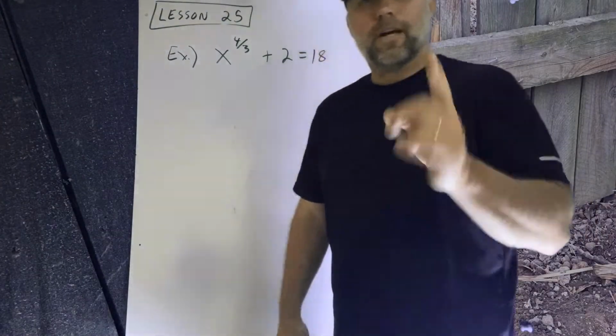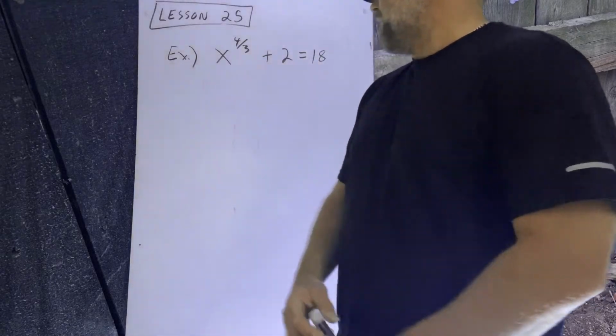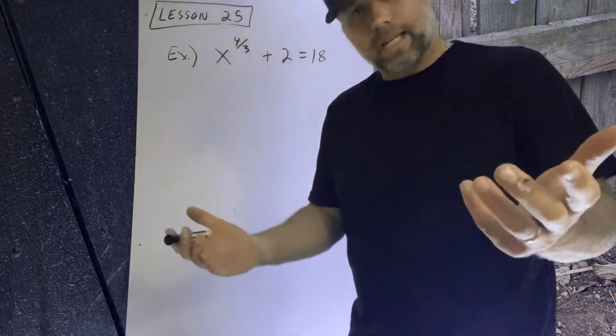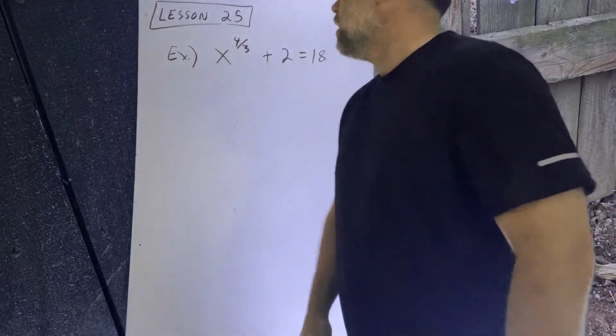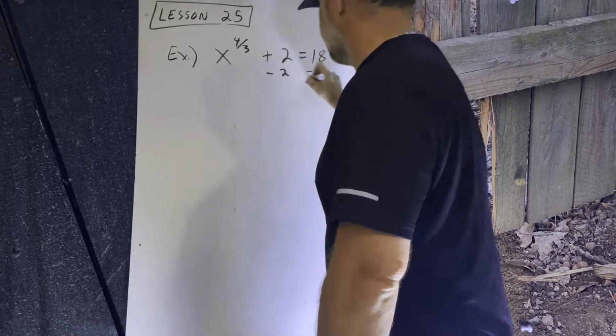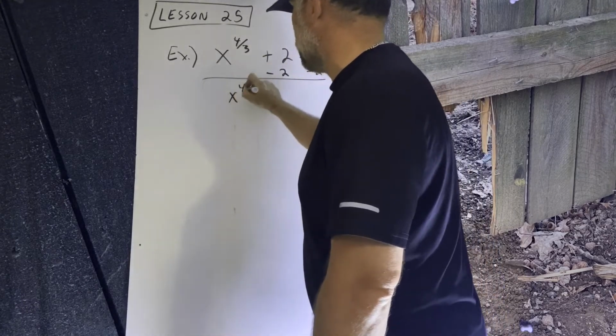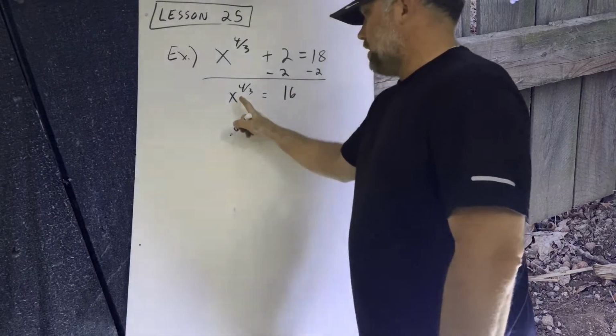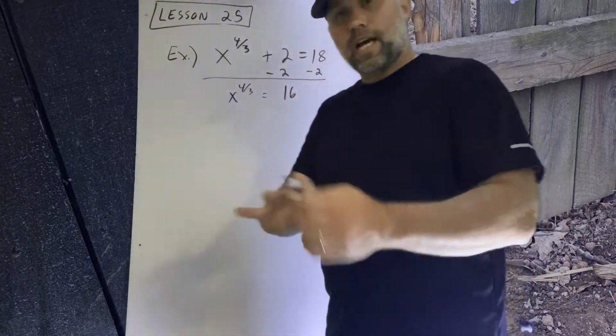Hope you enjoyed that. All right, so here is the next equation. So again, we're trying to get x by itself. If you want to try it on your own, you can pause the video. Otherwise, I'm just going to go right through it. I'm going to subtract 2 from both sides, and that's going to give me x to the 4/3 equals 16. Now to get rid of the 4/3, I'm going to do the opposite of 4/3.